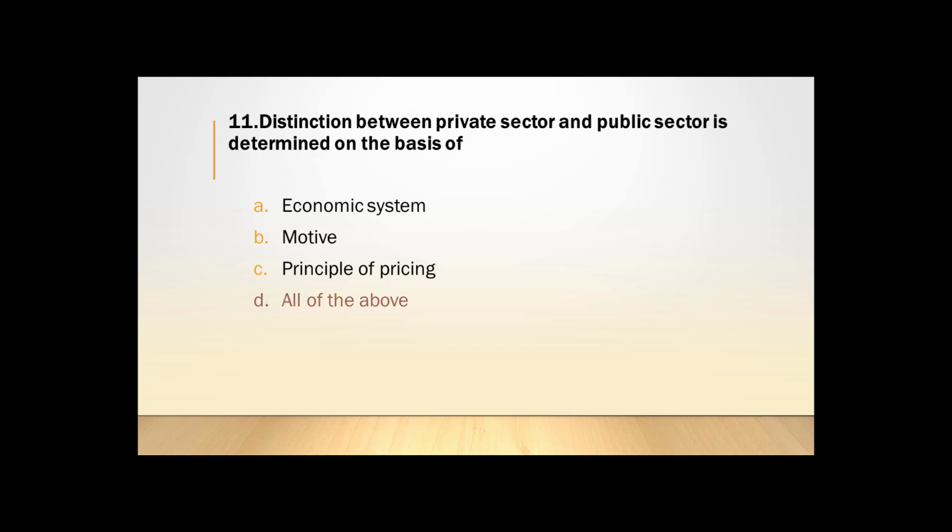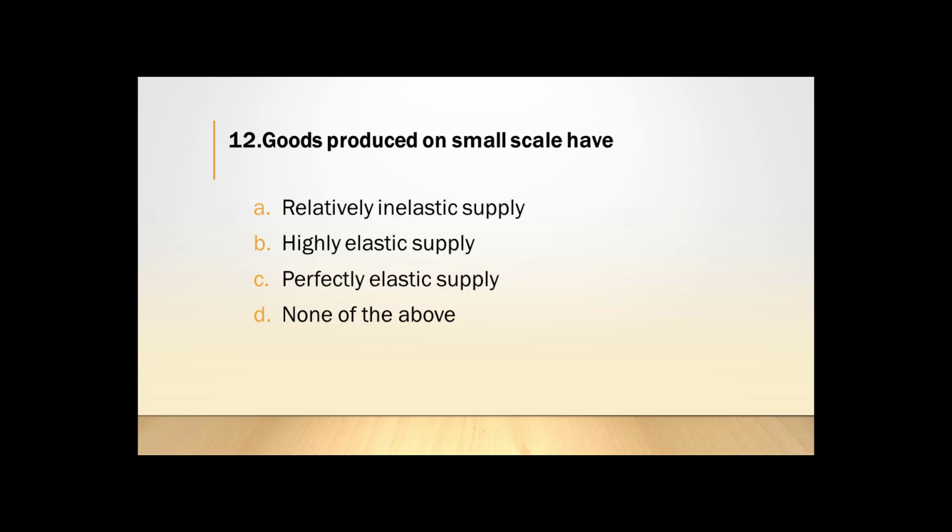Question number 12. Goods produced on small scale have option A, relatively inelastic supply, B, highly elastic supply, C, perfectly elastic supply, D, none of the above. And the correct answer is A, that is relatively inelastic supply.